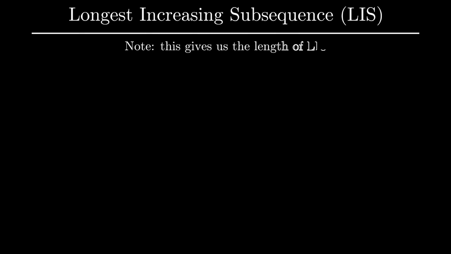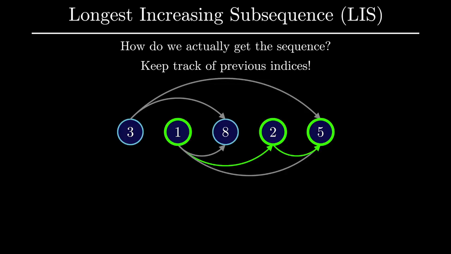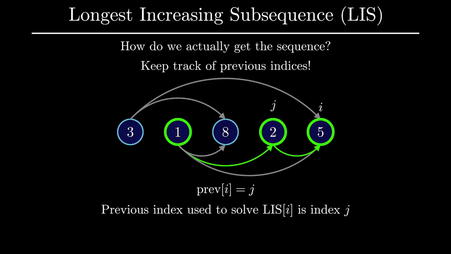Everything we have done so far has been specifically with respect to finding the length of the longest increasing subsequence. But how do we actually find the underlying sequence? The key idea here is actually fairly simple. All we have to do is keep track of the previous indices for a particular subproblem. More specifically, if I solve the longest increasing subsequence ending at index i subproblem using the value of the longest increasing subsequence at index j, I can say that the previous index of index i is index j.